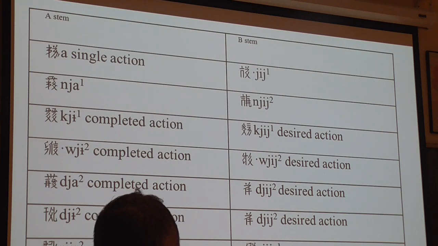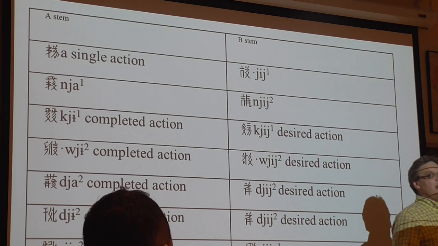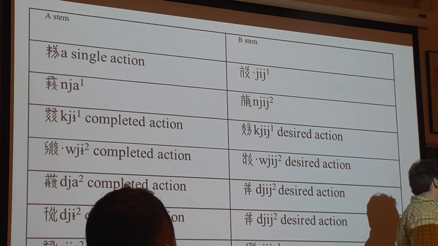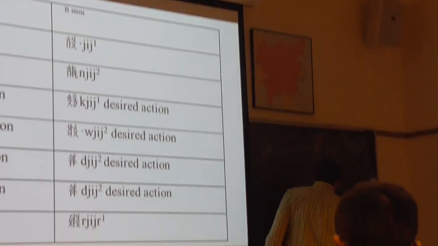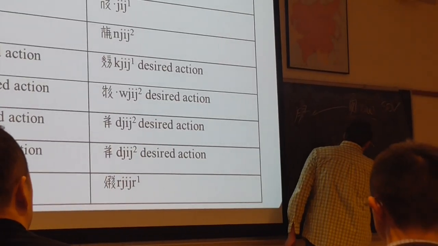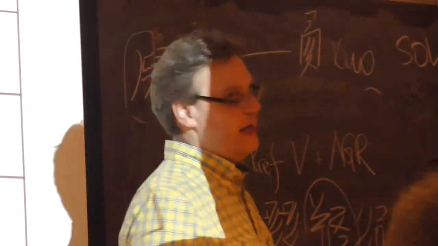So if we see something like this, then we can tell at once that we are looking at a full-fledged Tangut verb. Here is the verb root, to do. This is the perfective prefix, and the verb agreement. I have done. I did.